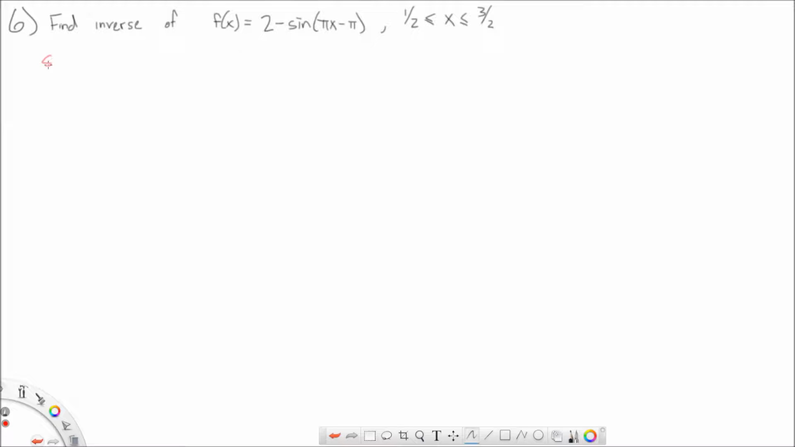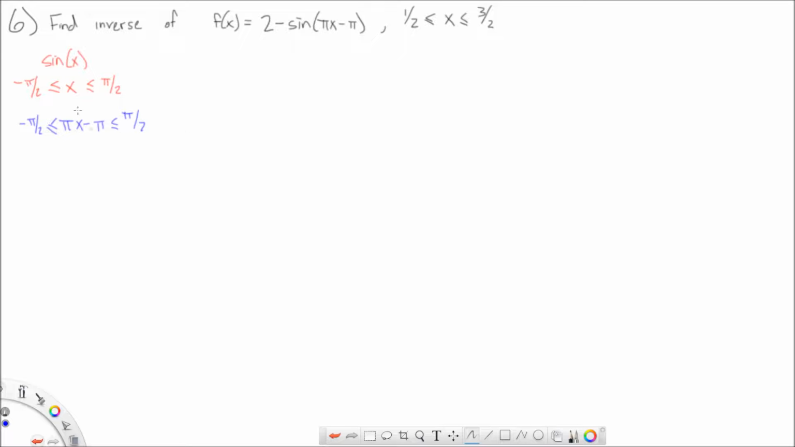And if we're looking at sine of x without all this extra stuff on the inside, then we made this 1 to 1 by making sure that x was between negative pi over 2 and pi over 2. So whatever's on the inside of our sine function has to be in this range. For our specific example, we have pi x minus pi on the inside. So just like here, we have to make sure pi x minus pi is bounded above by pi over 2 and bounded from below by negative pi over 2.